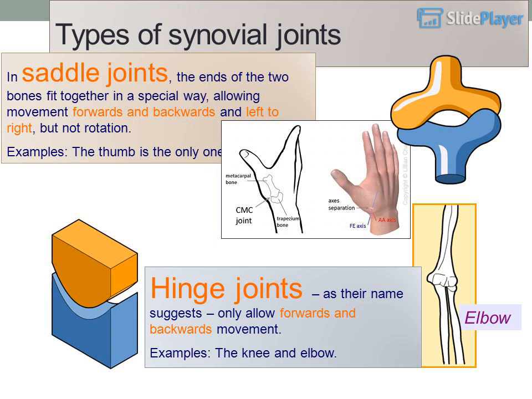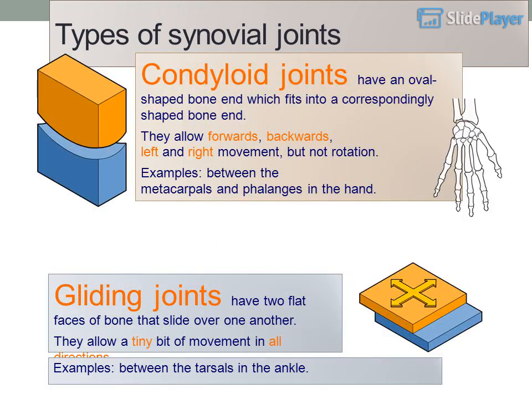Types of synovial joints. In saddle joints, the ends of the two bones fit together in a special way, allowing movement forwards and backwards and left to right, but not rotation. Examples: the thumb is the only one. Hinge joints, as their name suggests, only allow forwards and backwards movement. Examples: the knee and elbow.